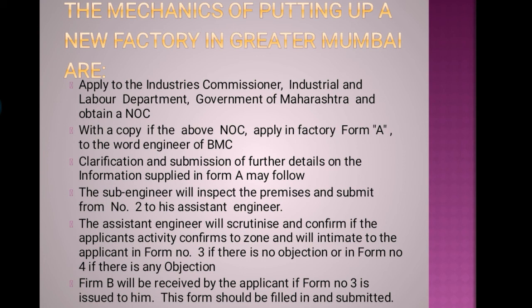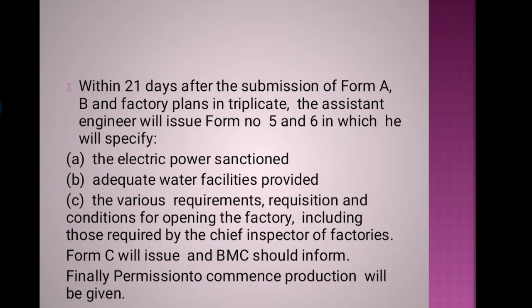first, the electric power sanction. Second, the adequate water facilities provided. Third, the various requirements, requisitions and conditions for operating a factory or a plant, including those required by the chief inspector of factories. These requirements may be regarding the sewage facilities, the power facilities, the raw material availability facilities, the installation of the machineries and components, etc.